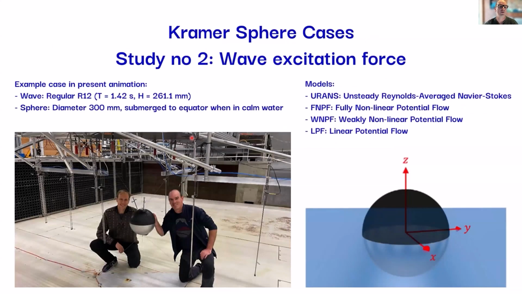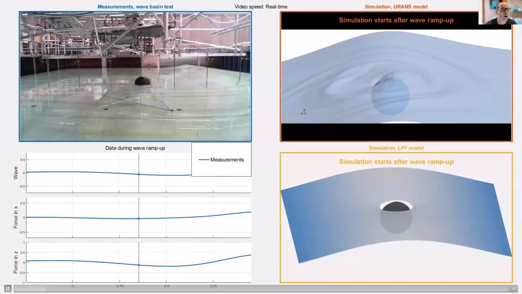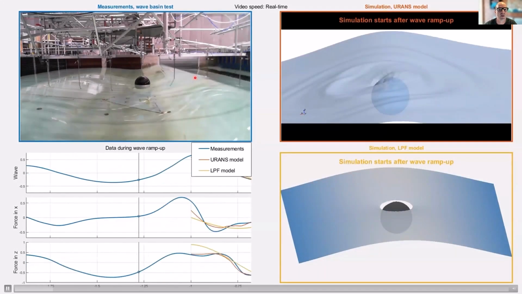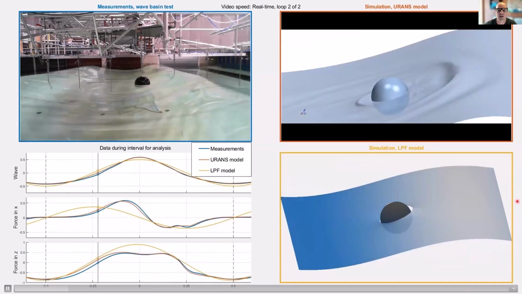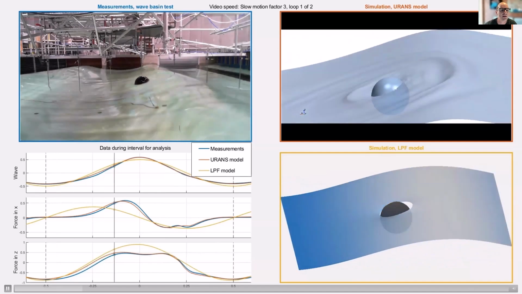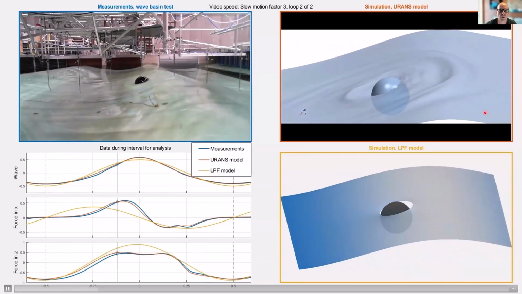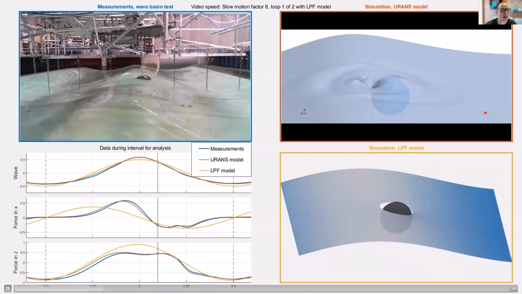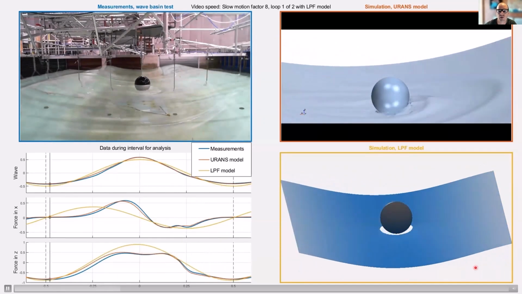Numerical models of different fidelity have been used to simulate the forces on the sphere, which I will show now. The upper left video is a recording from the wave basin. The two animations on the right are for two different types of simulation models. The upper animation is the most advanced one, using CFD with a so-called URANS model. The lower animation is for various types of models based on potential flow theory.